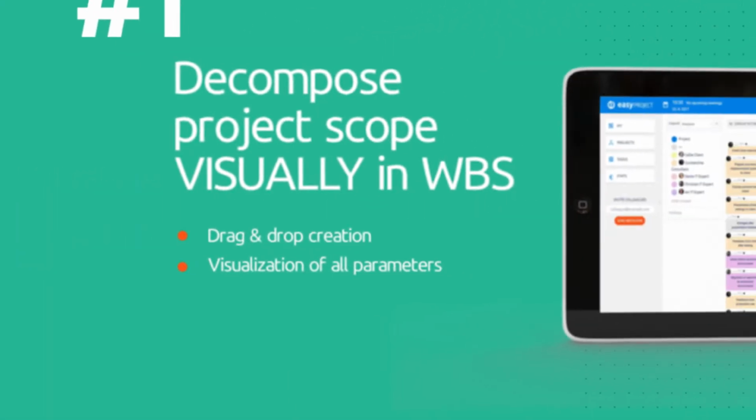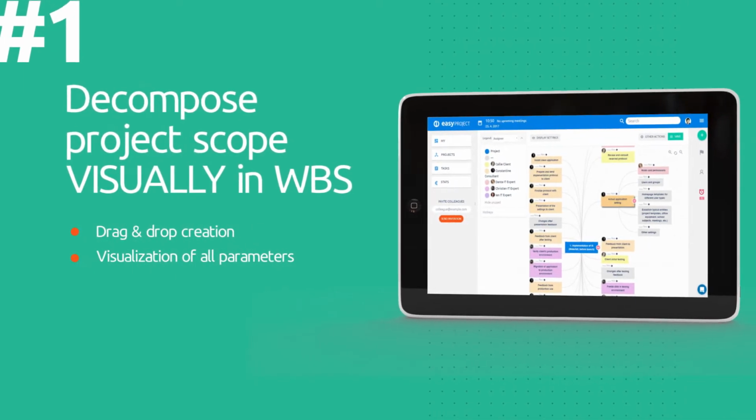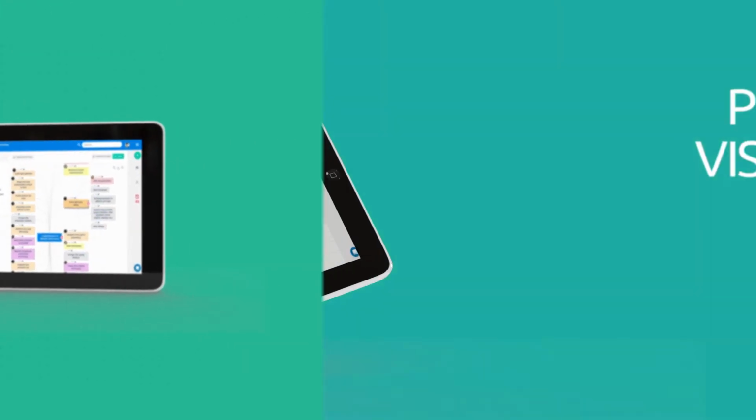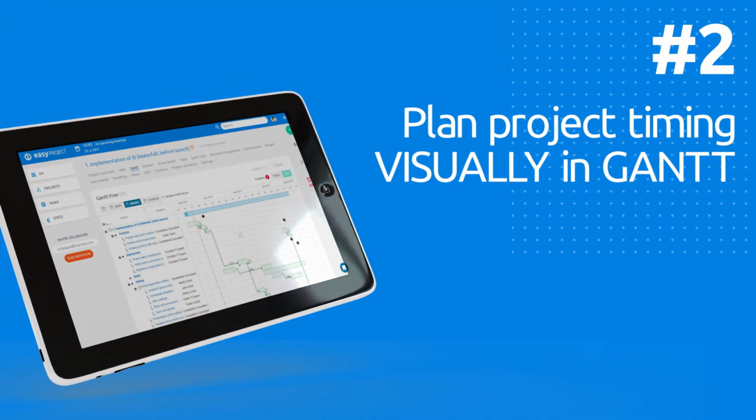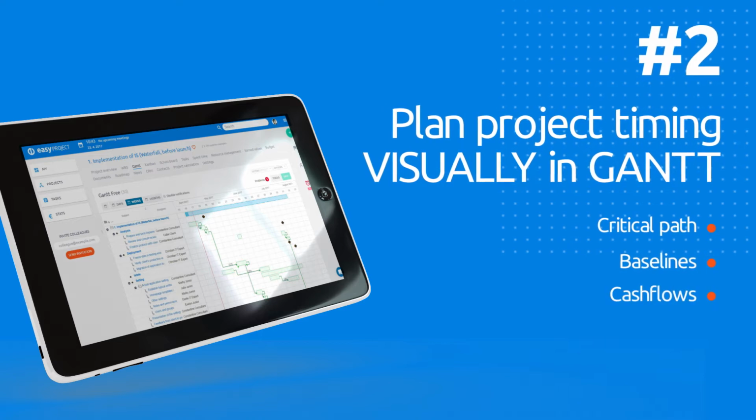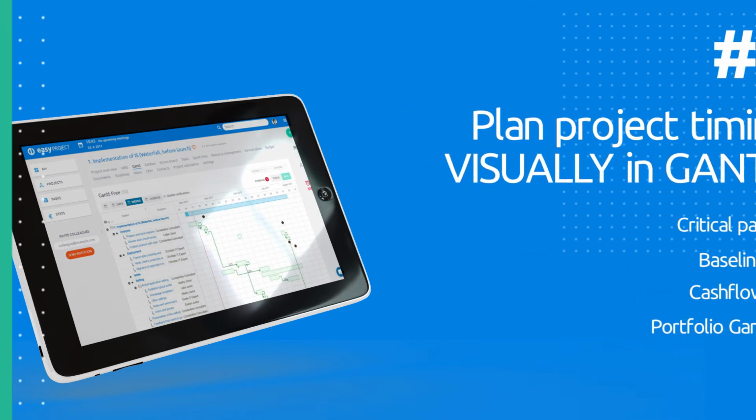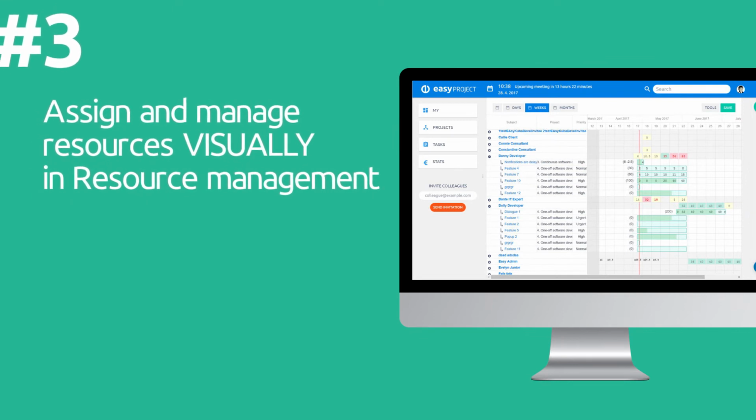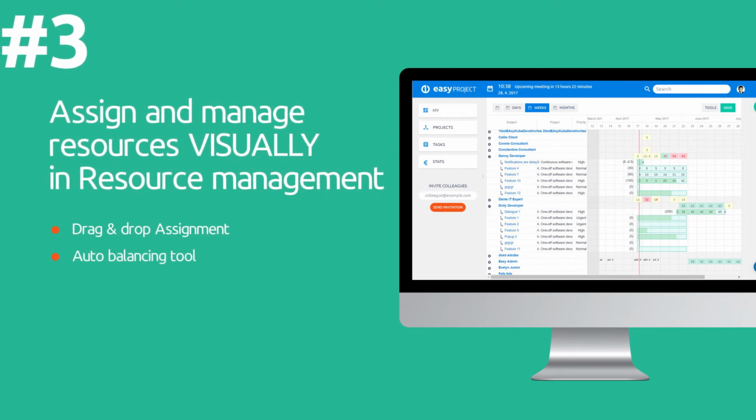Decompose project scope visually in a work breakdown structure. It is all drag and drop and completely visual. Plan project timing visually in Gantt with critical path, baselines, cash flows, portfolio Gantt. Assign and manage resources in resource management. Just use drag and drop to balance all resources.